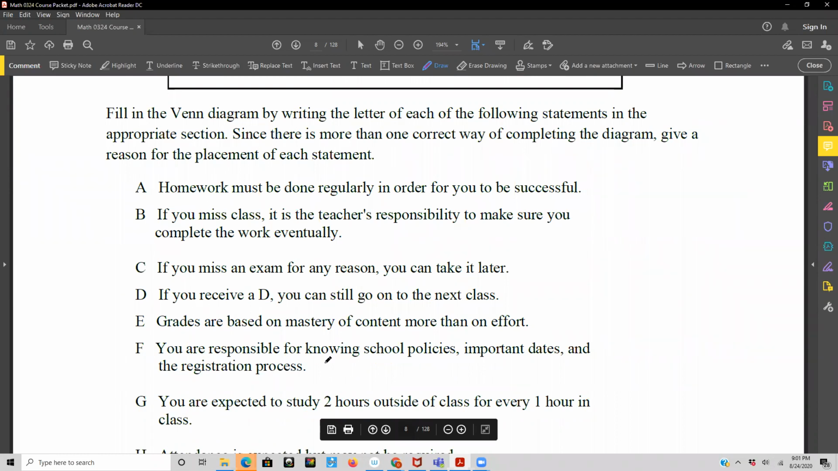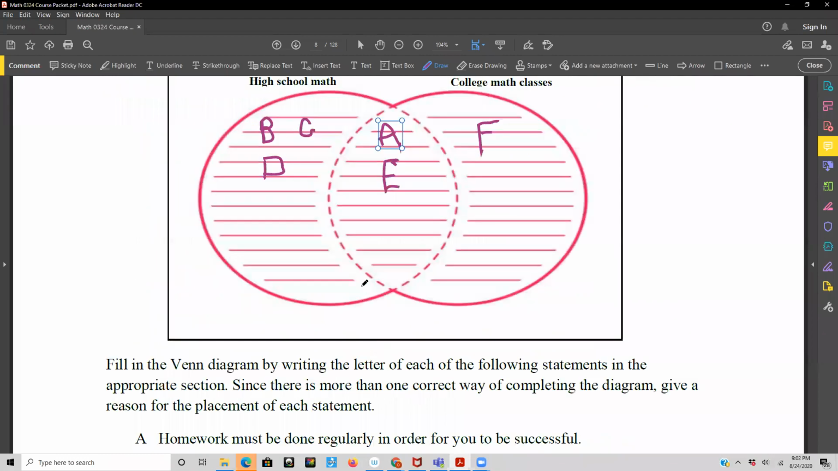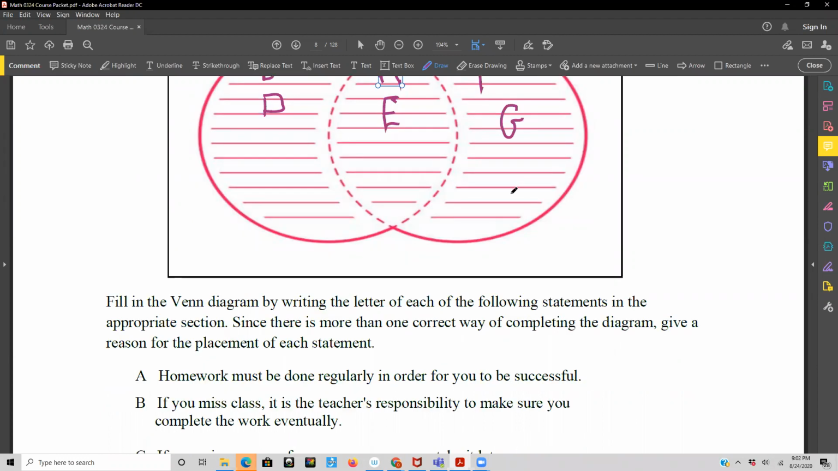All right, G. You're expected to study 2 hours outside of class for every 1 hour in class. That's going to be true for college, not high school. Sometimes they'll say an hour in for an hour out, but they don't really believe that.